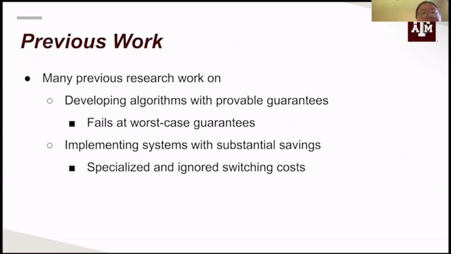There are some previous works that also work on the dynamic right sizing. The authors mainly categorize these works into two streams. The first one is working on the analytical part, which develops algorithms with provable guarantees. However, the authors argue that these works usually fail at the worst case guarantees. The second stream focuses on implementing systems with substantial savings, so there are more practical works. However, these works are mostly specialized on certain frameworks, and they also ignore the switching cost, which is an important main concept proposed by the authors.